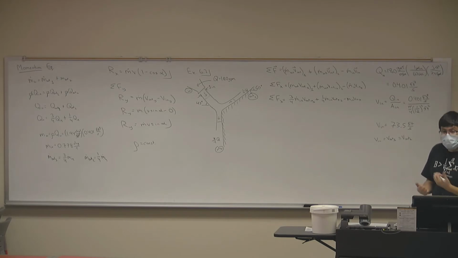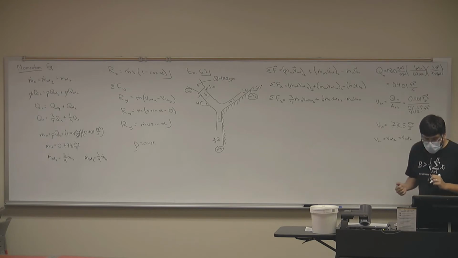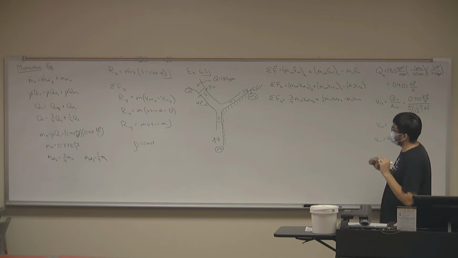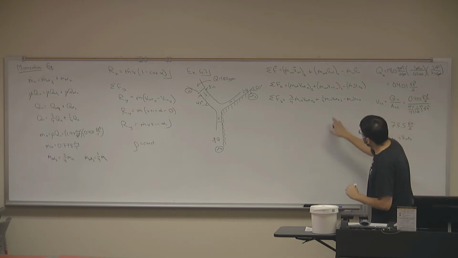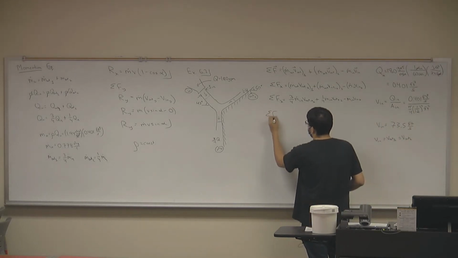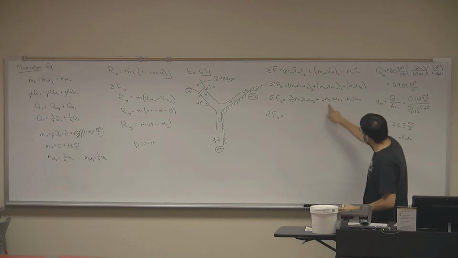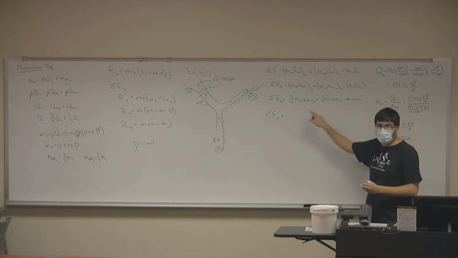You don't have to do it this way, right? You can do it a different way if you prefer, but that's just how I will choose to do it, okay? So what do we have? Well, notice that my sum of force in the x direction is equal to, I can factor out my mass flux in. Does that make sense? I'm factoring out my mass flux in.